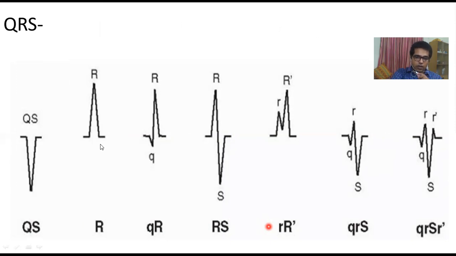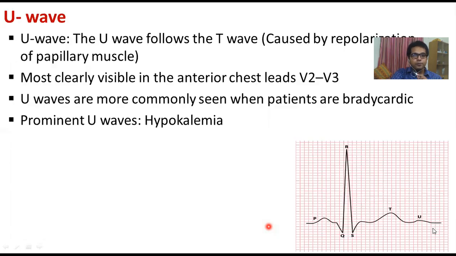If there is only one wave, though it is a QRS complex, it is actually produced by one wave, the R wave, so it is an R pattern. So this is QR, then this is the RS pattern, this is the R prime pattern, and this is the QRS pattern, QRS R prime pattern. Is it okay?